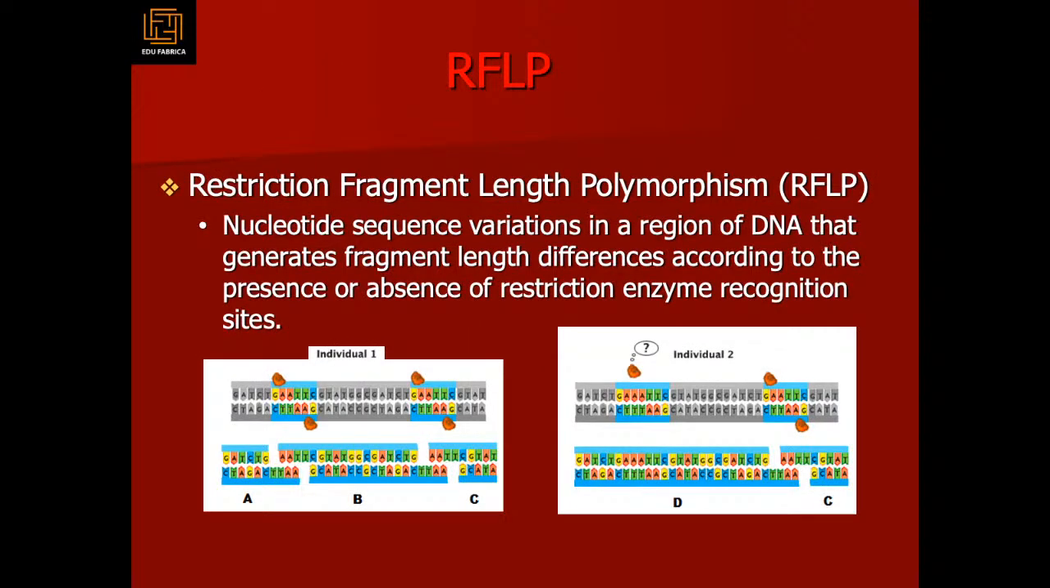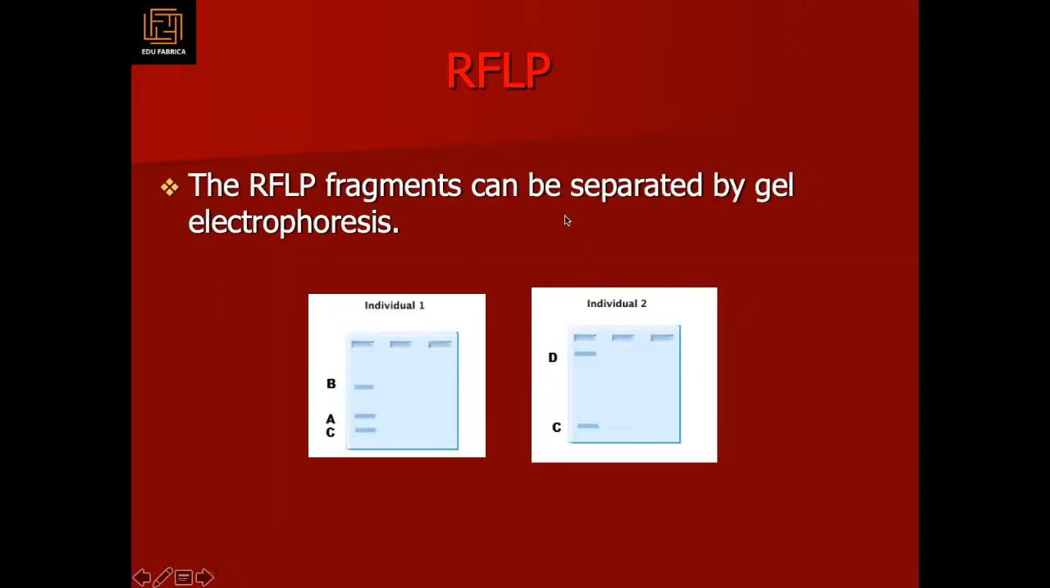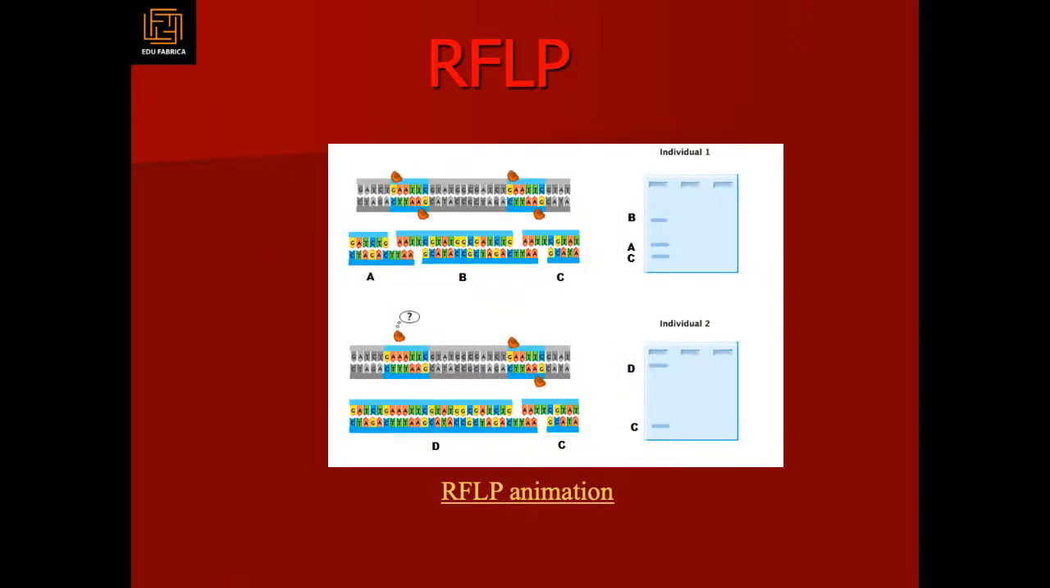RFLP, restriction fragment length polymorphism, is a nucleotide sequence variation in a region of DNA that generates fragment length differences according to the presence or absence of restriction enzyme recognition sites. You have individual 1 and individual 2, so you can make a comparison between them. Individual 1 is cut, giving you 3 fragments, and individual 2 gives you 2 fragments. Then you run them on gel electrophoresis. It gives you 3 fragments here and 2 fragments here, so you can differentiate between the 2 people very nicely.